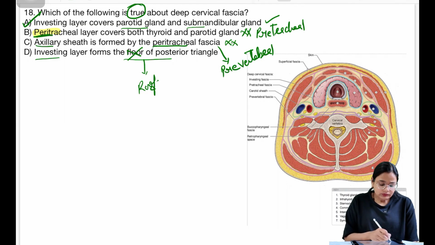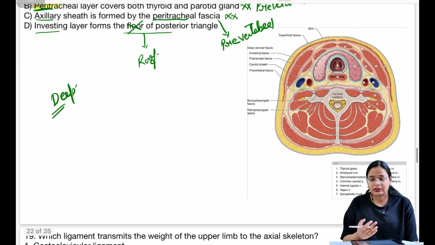So the deep fascia of the neck is divided into 6 parts. We have the investing layer, pretracheal layer, carotid sheath, prevertebral, buccopharyngeal and pharyngobasilar. All these you have to remember fully, like where they are covering, which part is forming the roof of the posterior triangle, which is forming the floor, what are their contents, from where they are extending, everything you have to remember. I have given you here the diagram of these fascias.